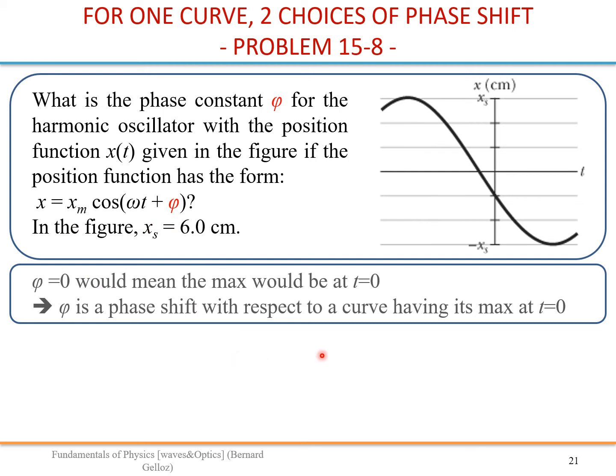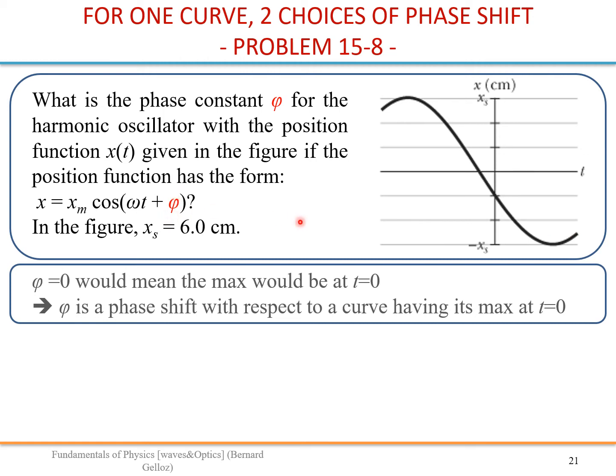Alright, so how do we do this? First notice that the only thing that is asked is phi. So looking at this equation, xm will be given because we know xs. So this is known. Omega, do we know omega? We don't know omega. So that's a problem. And we don't know phi.